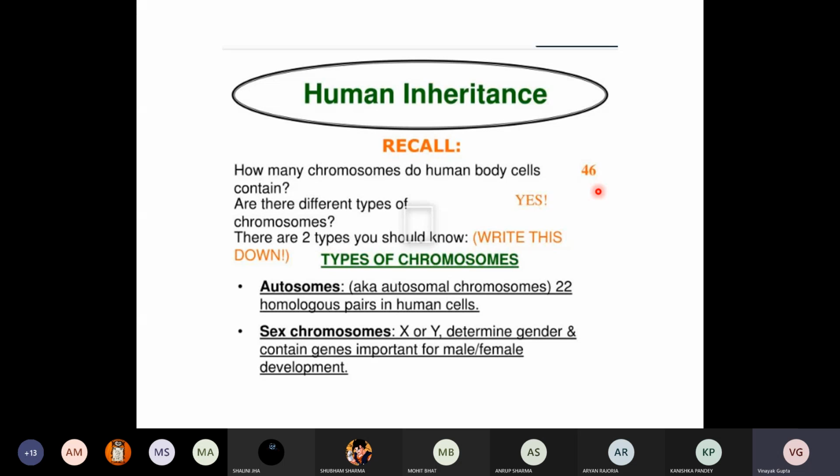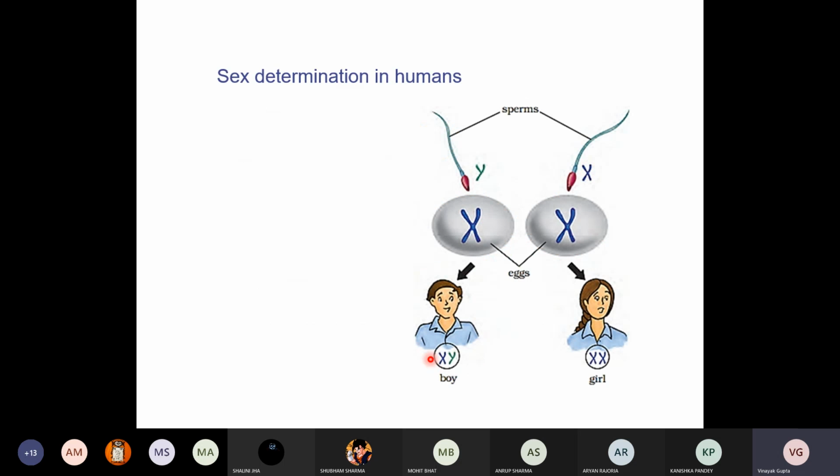So 22 pairs are called autosomes. 22 pairs, so now we have total 22 into 2, that will be 44. Now the rest two are sex chromosomes. X or Y, they are going to determine the gender because they have the genes which are important for male and female development. If there is a combination of X and Y, it is going to be a boy. If there is a combination of 2X, then it is going to be a girl.